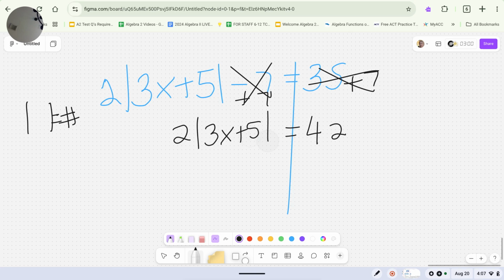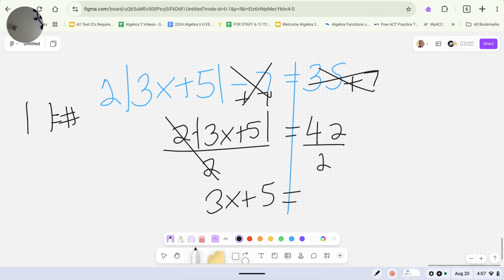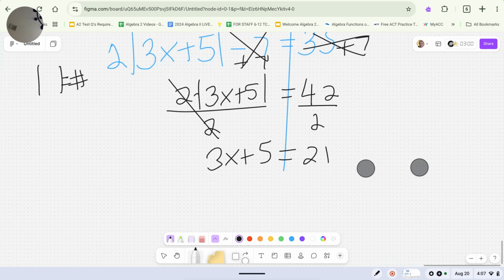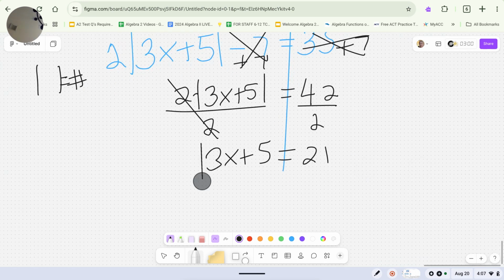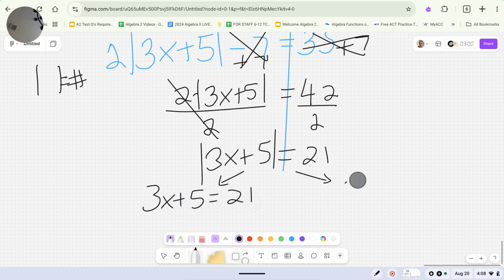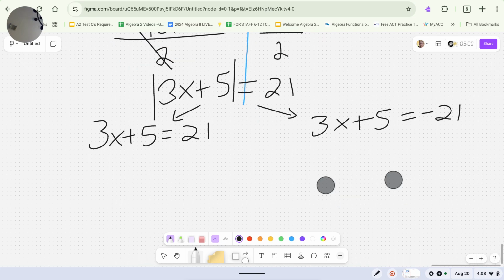See, I'm just doing algebra. Now I need to get rid of everything else. Well, I still have to get rid of the 2. That 2 is multiplying, right? So I'm going to divide by 2, and that gets rid of it. Do it to one side, I do it to the other. So the absolute value of 3x plus 5 equals 21. 42 divided by 2 is 21. Now I still have my absolute value, and I can separate it into my positive and negative. 3x plus 5 equals 21, and 3x plus 5 equals negative 21. And then I'll be able to get my answer.